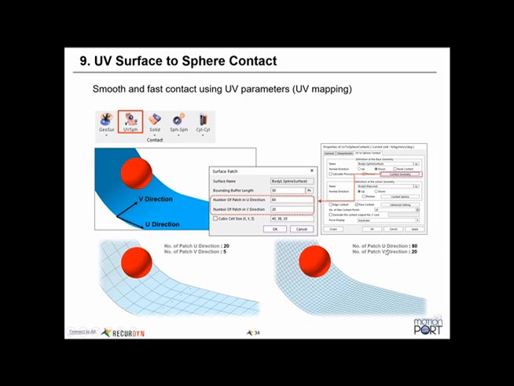And then as we increase the U and V values, we get a finer discretization of the contact surface, as you see there. The contact itself looks very consistent with the other contacts. And when you click on this contact geometry button, you have the opportunity to change the number of patches in the U and V direction.